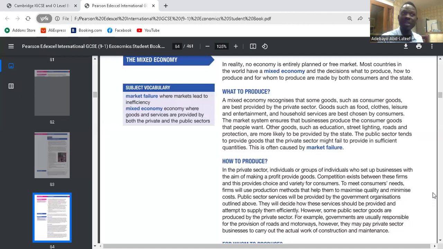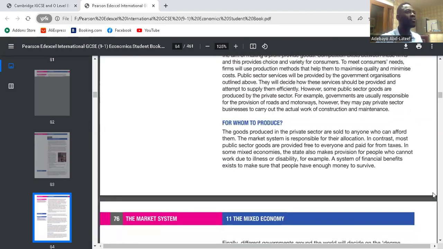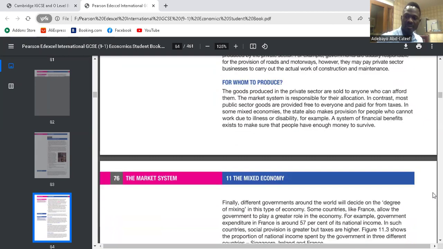How to produce? Now that we've taken the decision on what we want to produce, how are we going to get it produced? Are we going to produce it locally or do we have to import it? This is the process of production. So that is how to produce. Decisions have to be taken on the process of production. Is it clear? Then for whom to produce? Now that we have decided on what to produce and understand the process to produce it, who are those that are going to benefit from this production? That is for whom to produce. Is it clear?